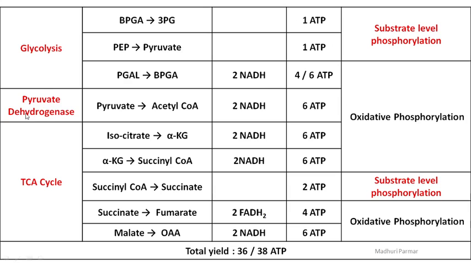Link reaction is the reaction which will transfer your pyruvate into the mitochondria and convert it into acetyl-CoA. So this reaction is carried out by pyruvate dehydrogenase.